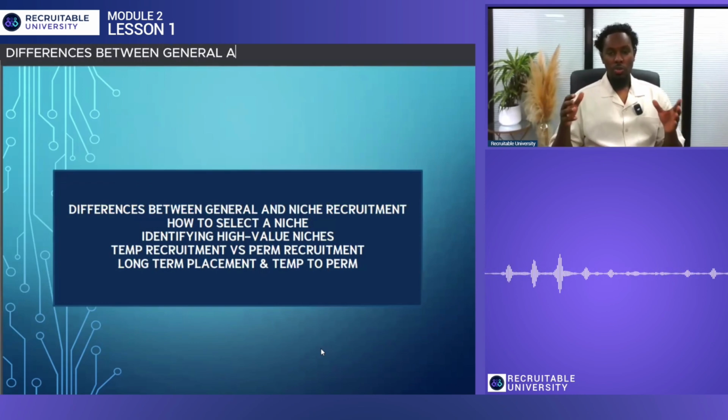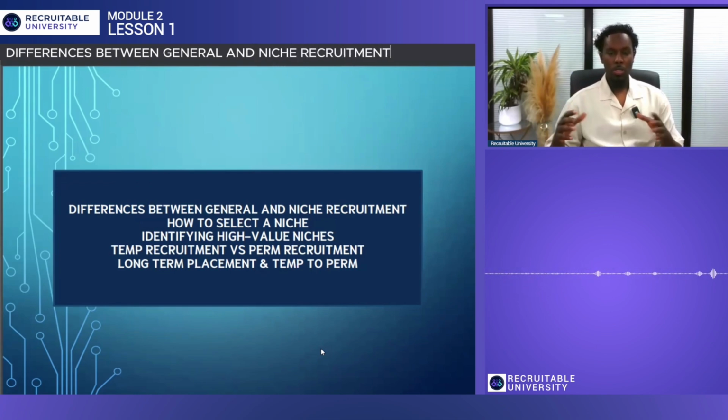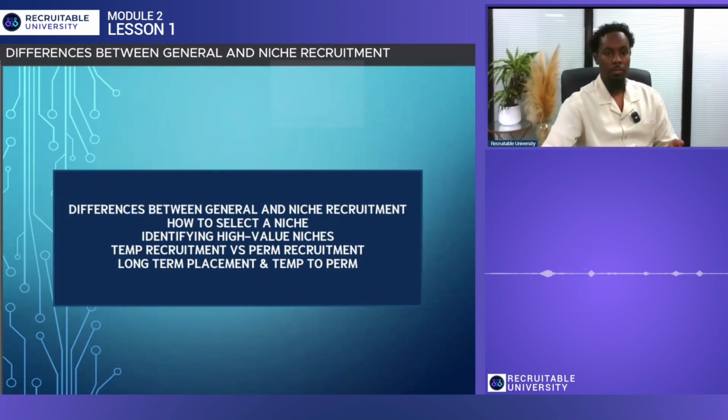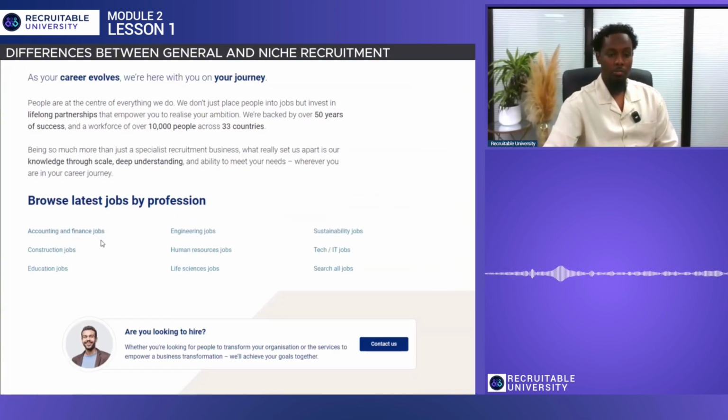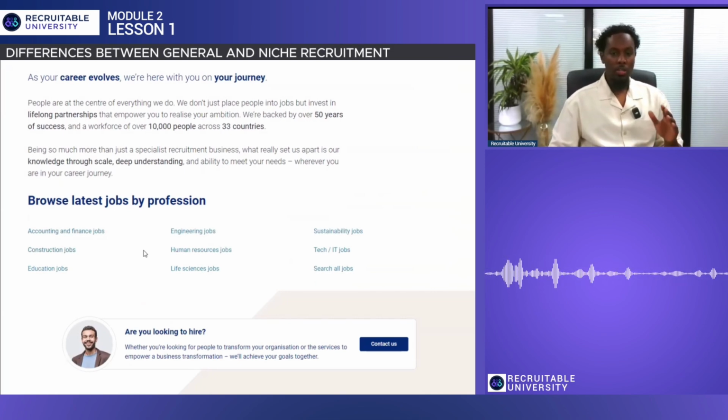So before we go into this any further, let's try to understand what is general recruitment and what is niche recruitment. If I give you some examples of companies that do general recruitment, one of them is Hays Recruitment. If we look at Hays, they do a bit of everything: accountancy and finance, construction, education, engineering, human resources, tech, IT, sustainability, life sciences. So you can see here, general recruitment.